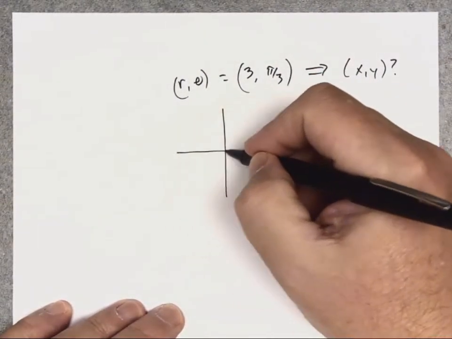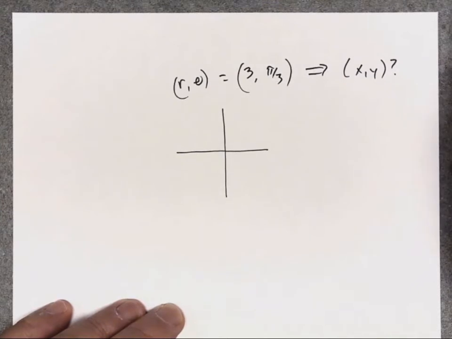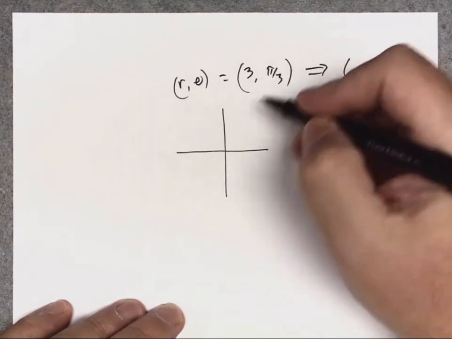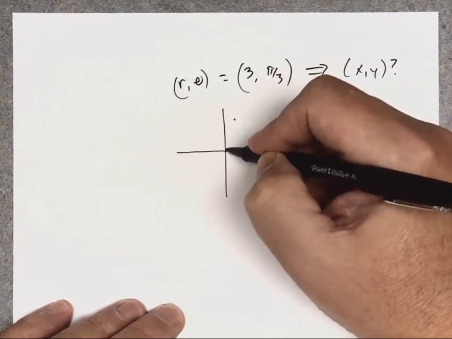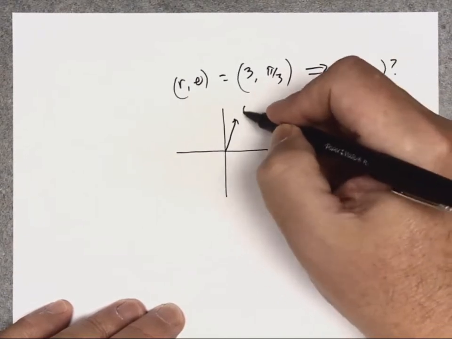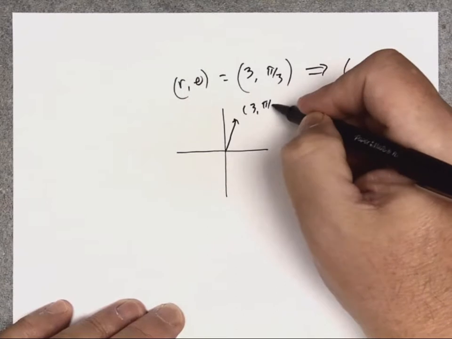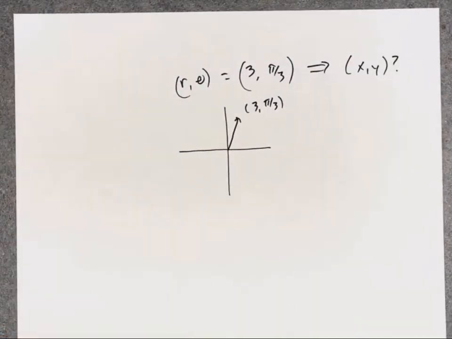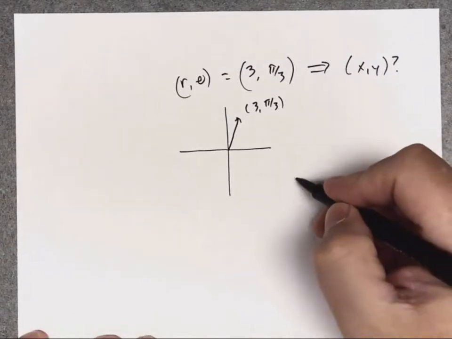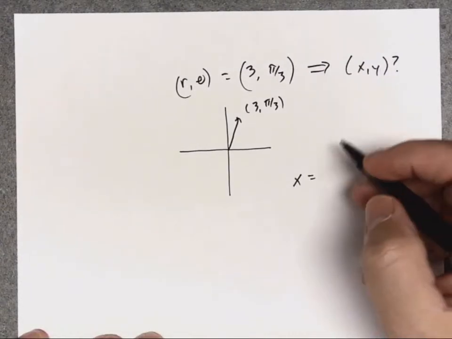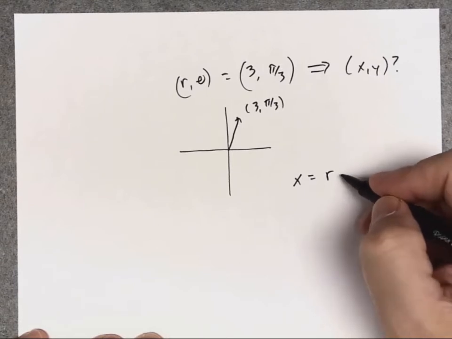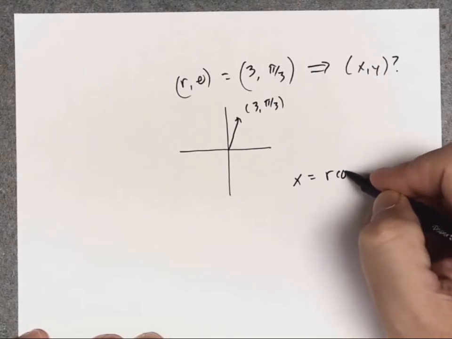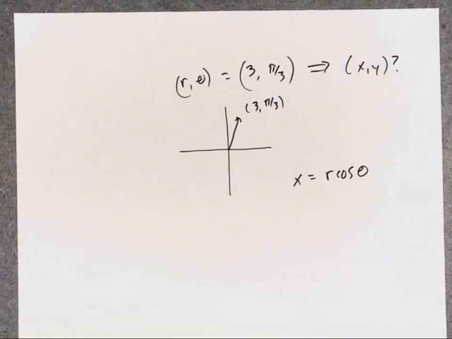It's always smart just to plot the point so you can make sure that your answers seem reasonable. So pi over 3 is right about here. Maybe we'll call 3 right here. So there's 3, pi over 3. And now it's pretty straightforward. The x is just going to be r cosine of theta.